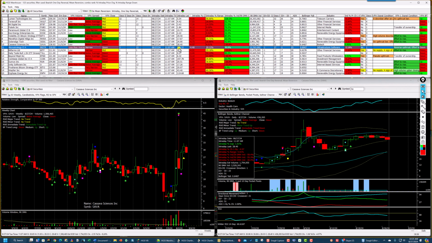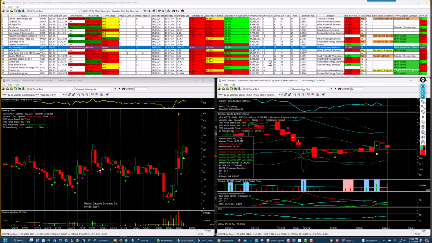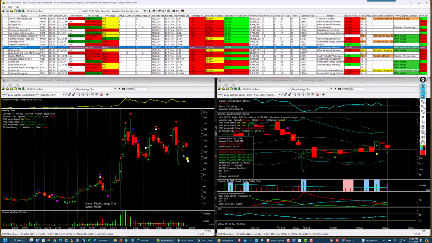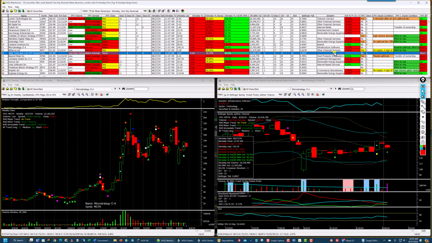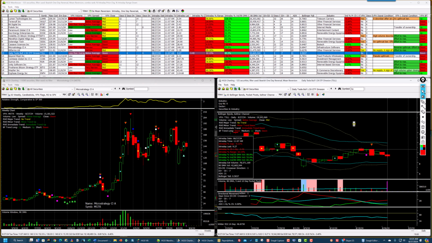Let's find another one. Here's MicroStrategy. This is, of course, tied to Bitcoin. Extremely volatile. Look at the weekly volatility in here. But here's your down day. Well, here, let's look at a daily Tesla bull.